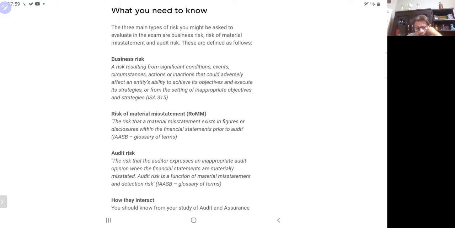Firstly, she gave us the definitions of business risk. What is business risk? A risk resulting from significant conditions, events, circumstances, actions, or inactions that could adversely affect an entity's ability to achieve its objectives and execute its strategies, or from the setting of inappropriate objectives and strategies. Risk of material misstatement exists in figures or disclosures within the financial statements. What is audit risk? A risk that the auditor expresses an inappropriate audit opinion when the financial statements are materially misstated.